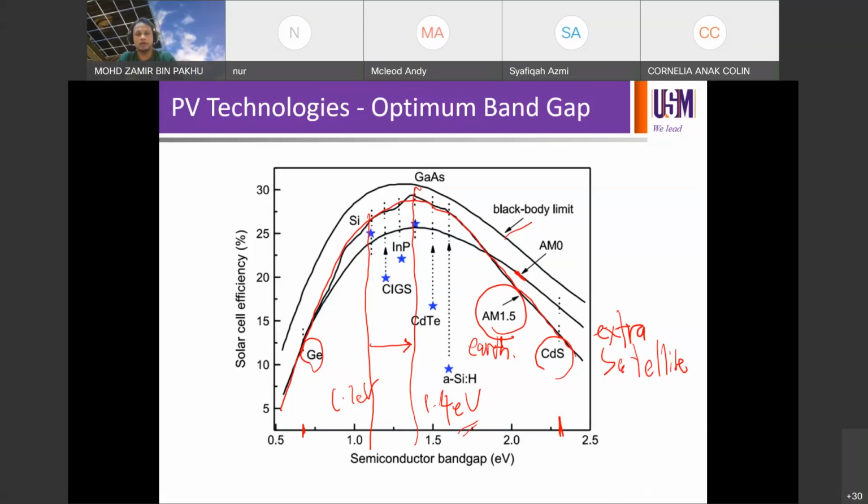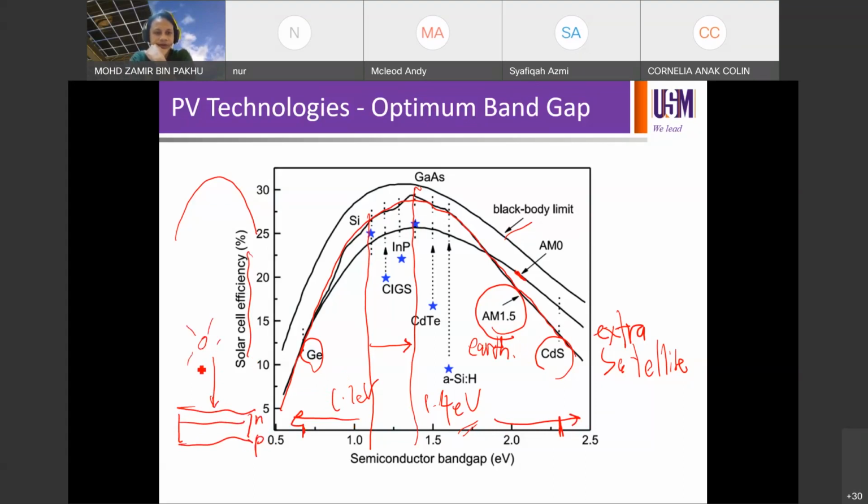So do you have any idea why the curve is like that? Why is it taking the dome shape? Why is it optimum in the center, but if you go to the left or to the right, the conversion efficiency drops? Any idea for the solar cell? Think p-type, n-type, and photons. Any idea?